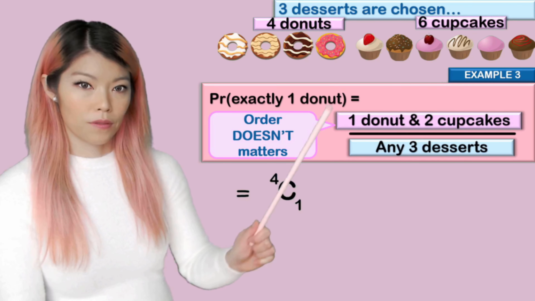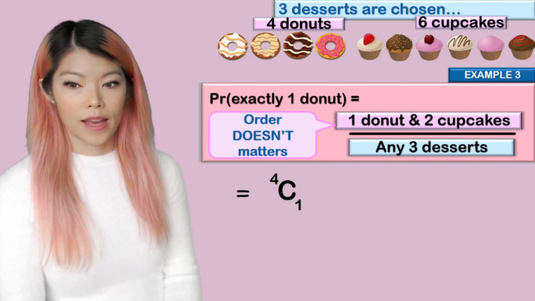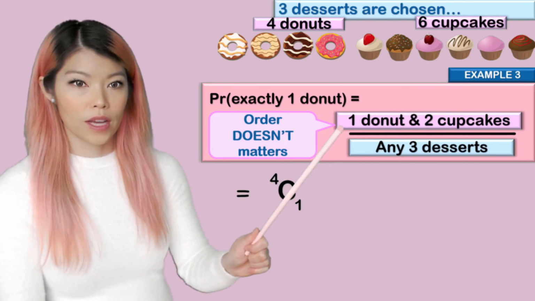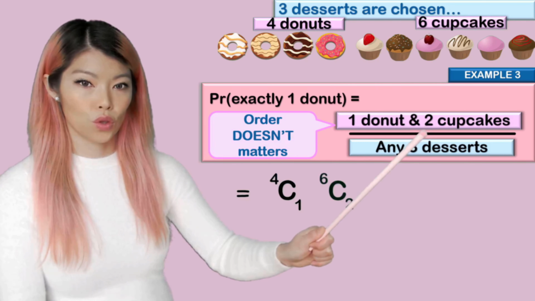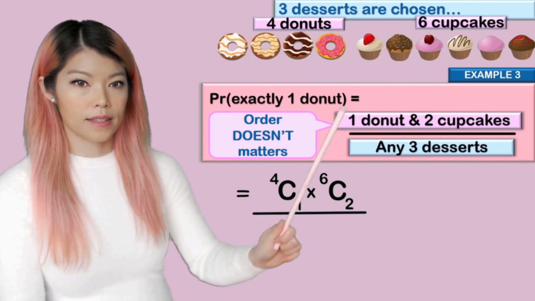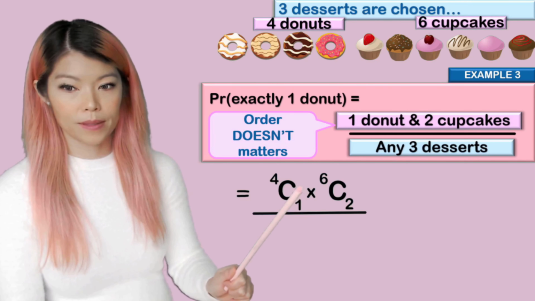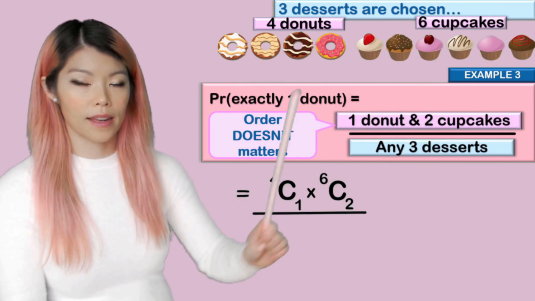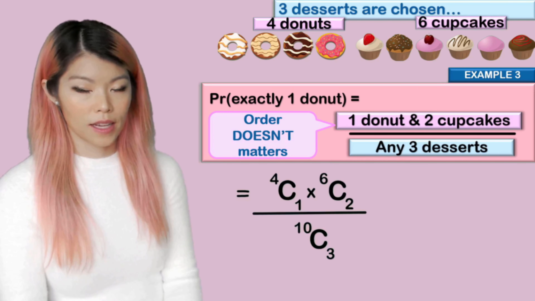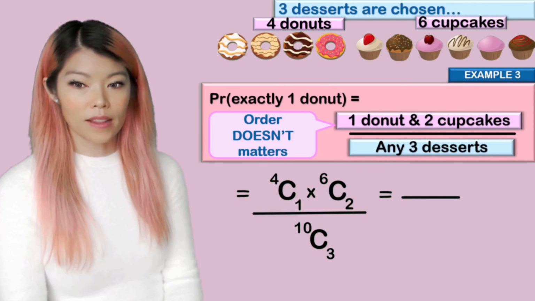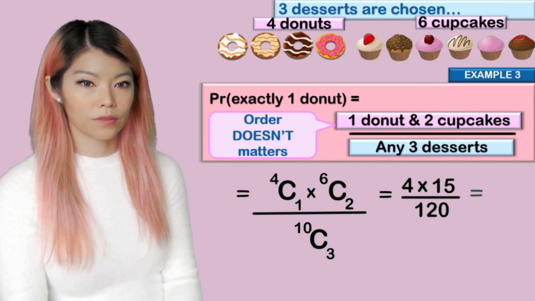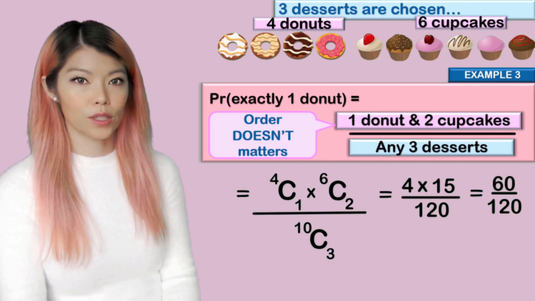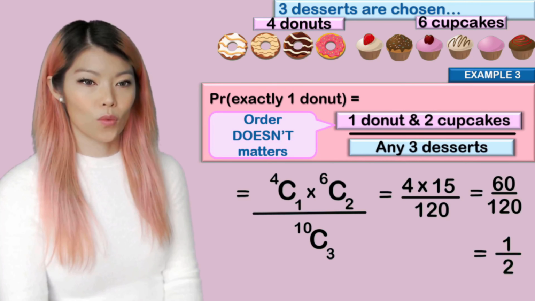So we have 4C1 for the top, for the donut, and we have 6C2 for the cupcakes. And it's this and that, so it's times. For the bottom, we're picking any 3 desserts out of 10 desserts. So 10C3. So our answer should be 60 over 120, which simplifies to be 1 over 2.